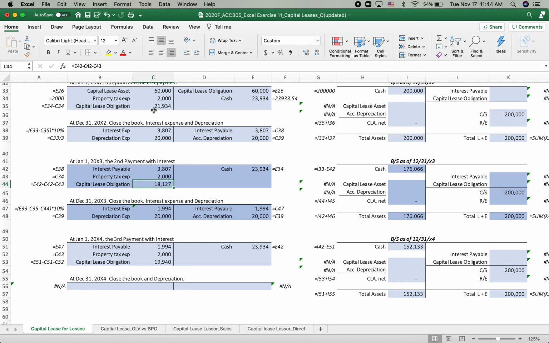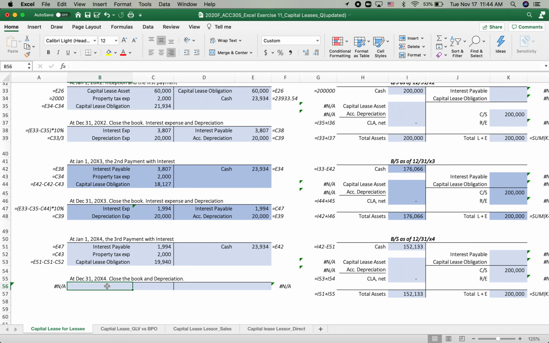Capital lease obligation means that the principal of this $60,000 at inception has been dwindling. So the capital lease obligation definitely is greater than before, and the interest amount is now reduced than before.